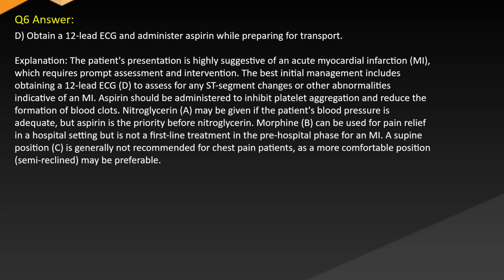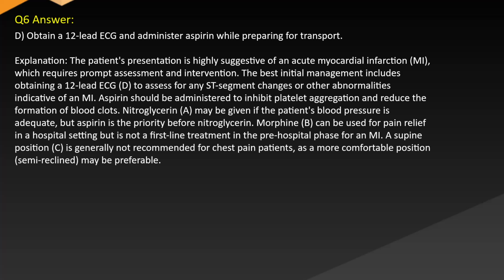Answer: D. Obtain a 12-lead ECG and administer aspirin while preparing for transport. Explanation: the patient's presentation is highly suggestive of an acute myocardial infarction, MI, which requires prompt assessment and intervention. The best initial management includes obtaining a 12-lead ECG to assess for any ST segment changes or other abnormalities indicative of an MI. Aspirin should be administered to inhibit platelet aggregation and reduce the formation of blood clots.